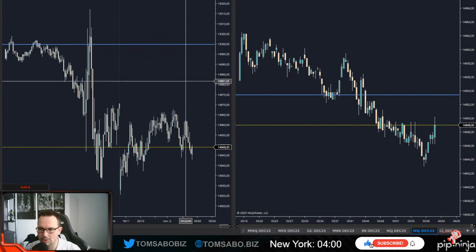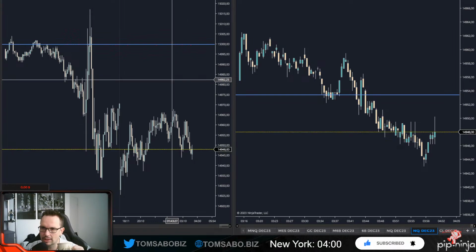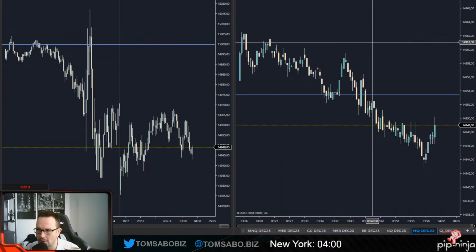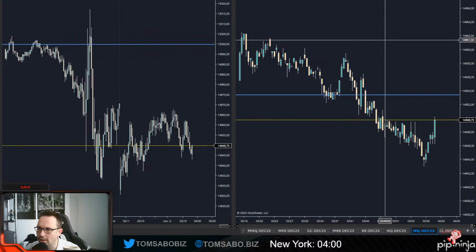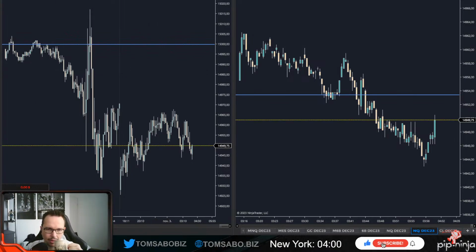I'm gonna go over to gold as well. Just give me a second because I need to rearrange my charts. On the right side, you see a 30-second Nasdaq chart. On the left side is a 500 tick chart.